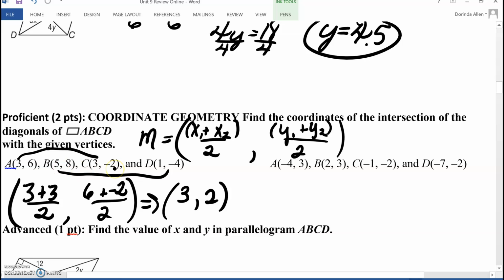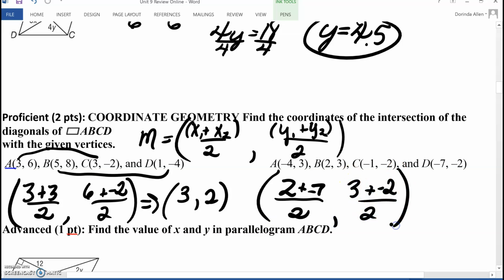And it wouldn't matter if I did BD, it would give me the same midpoint. Let's do BD on this one. So 2 plus negative 7 divided by 2 would be my x-coordinate, 3 plus negative 2 divided by 2. So I get negative 5 over 2, or negative 2.5, and positive 1/2 would be my midpoint.